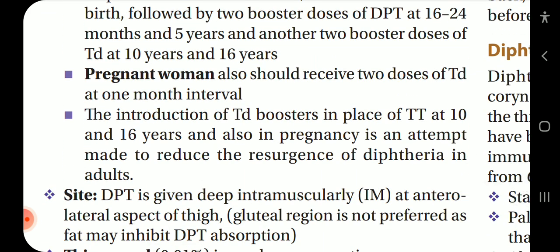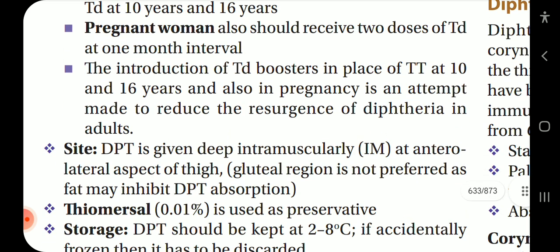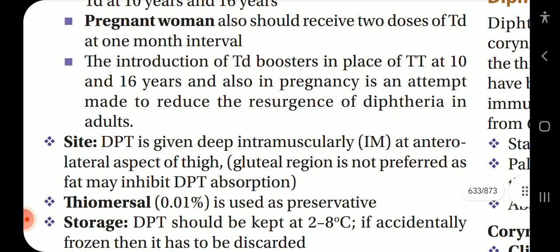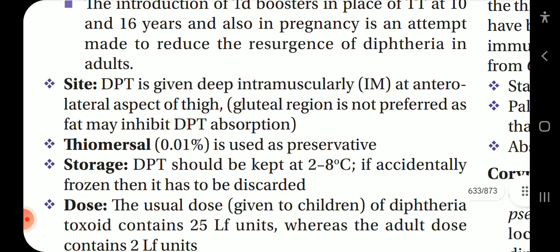Pregnant women should receive the two doses of TD at 1 month interval. The introduction of TD boosters in place of TT at 10 and 16 years and also in pregnancy is an attempt made to reduce the resurgence of diphtheria in adults.